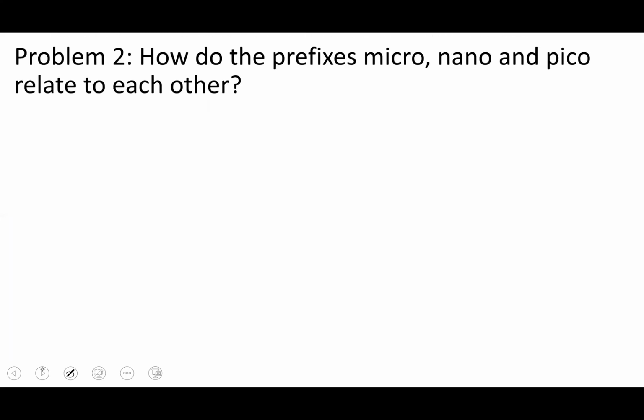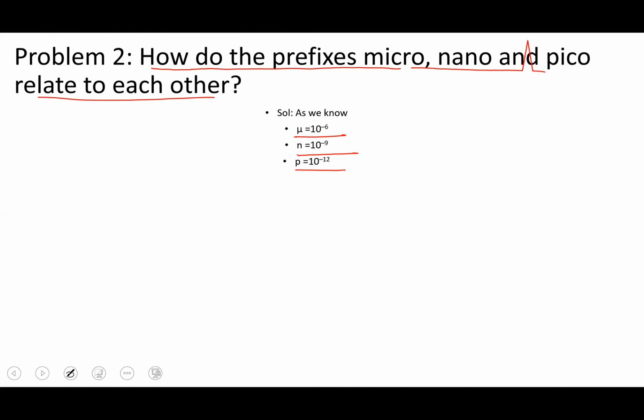Problem number 2. How do the prefixes micro, nano, and pico relate to each other? First of all, as we know, micro means 10 to the power minus 6, nano means 10 to the power minus 9, and pico means 10 to the power minus 12.